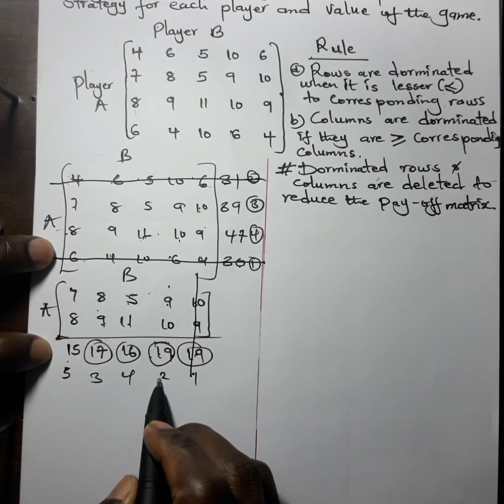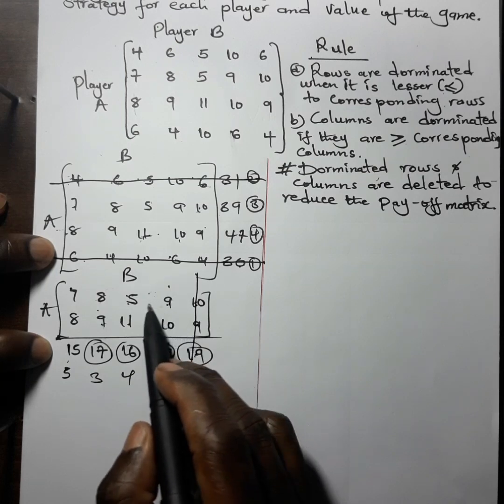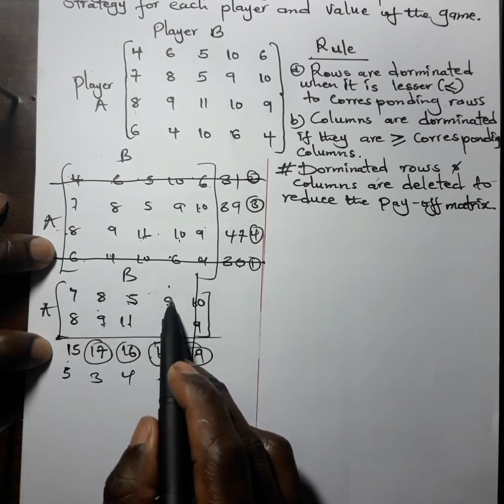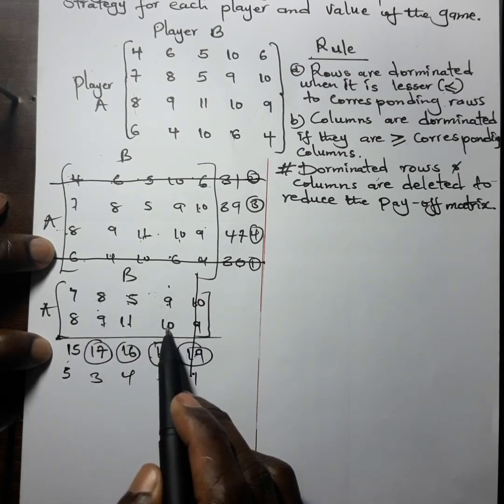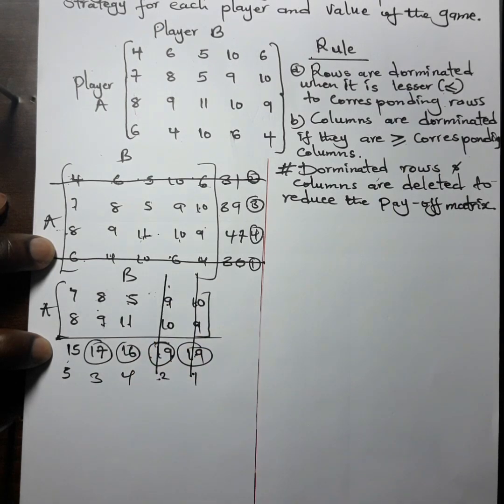Number 2. 9 greater than 5, yes. 10, no. 9 bigger than 8, yes. 10 bigger than 9, yes. So this column is not dominated. Then we go to the next values.